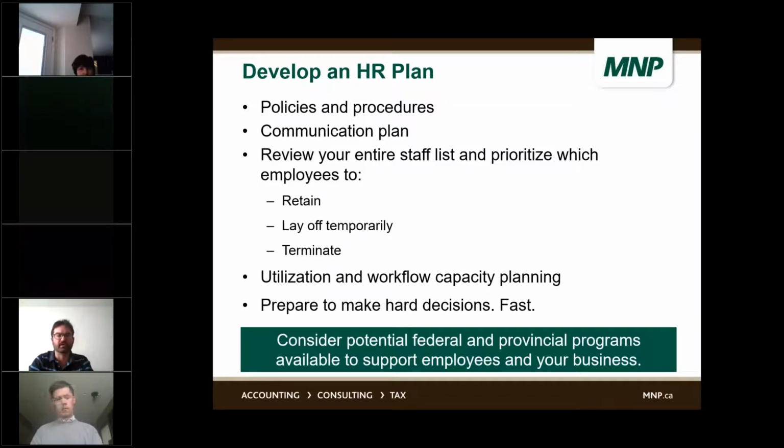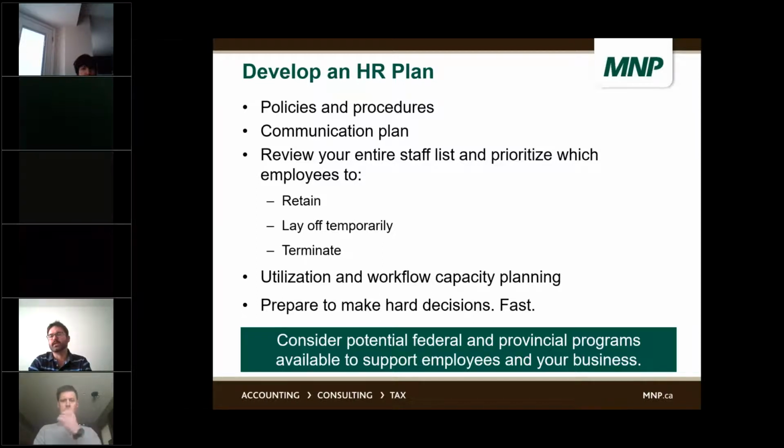So really, it's around trying to understand who we are going to retain, who you might lay off temporarily, and who you might terminate, and really just trying to be conscious of some of the government programs and things like that that are out there. And again, that ties into your utilization and workflow capacity planning, where you're looking at what labor and staff you need to execute and get done the things you want to get done.